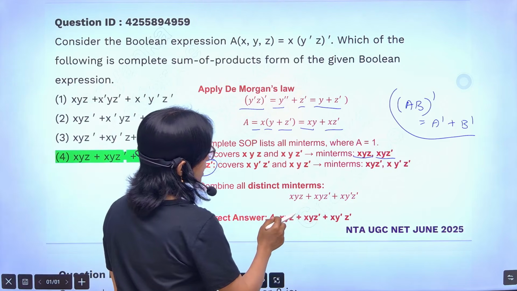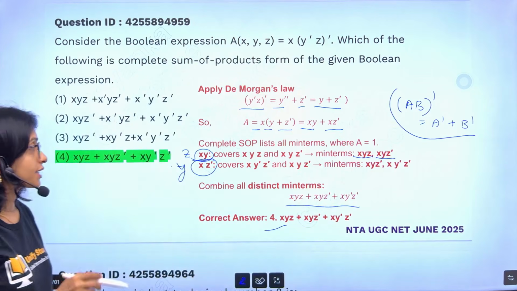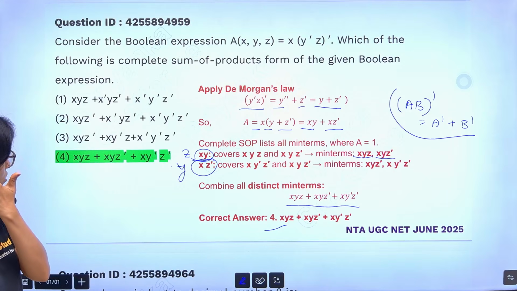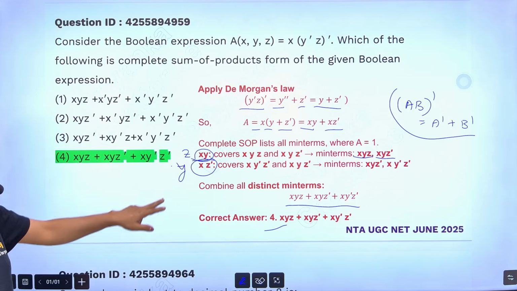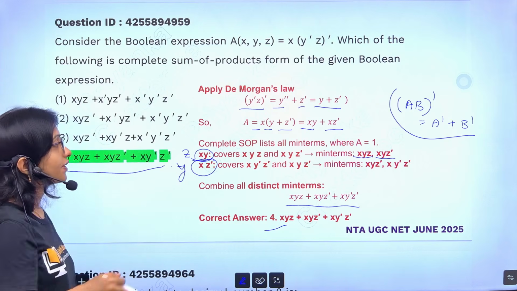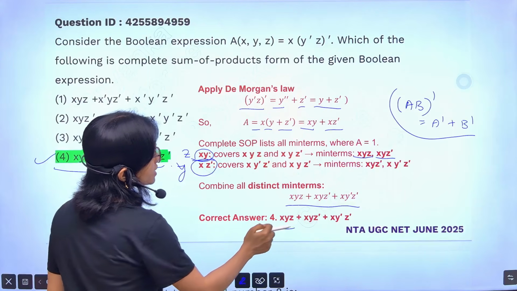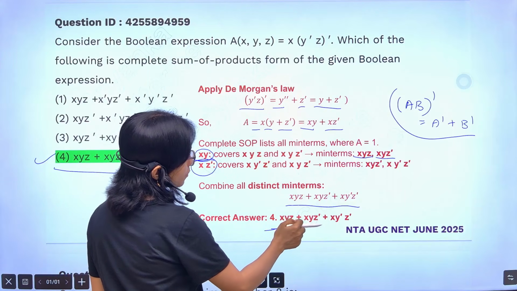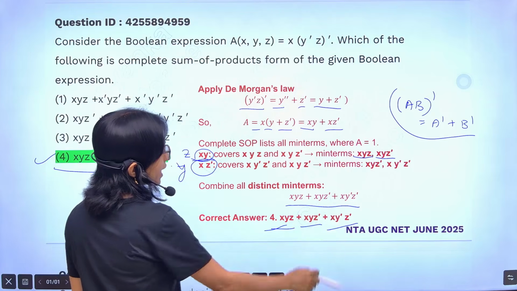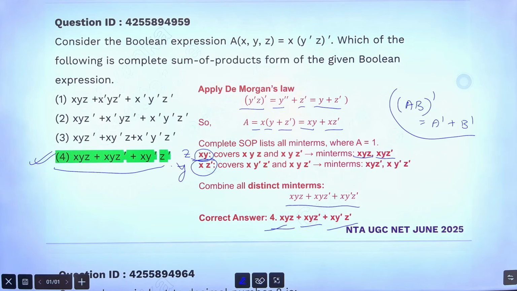Now whenever I take them both, I write them all. After writing, you can do the minimization if you want. Then after minimization I will get option 4 here. So that's why your answer will be option 4. You are filling the terms like that. Here I take xyz, here we took xyz bar, then after that we took xy bar z bar. So finally this is your answer.